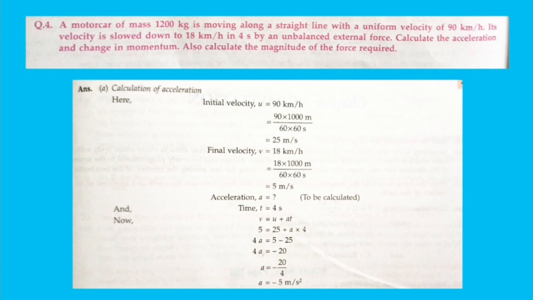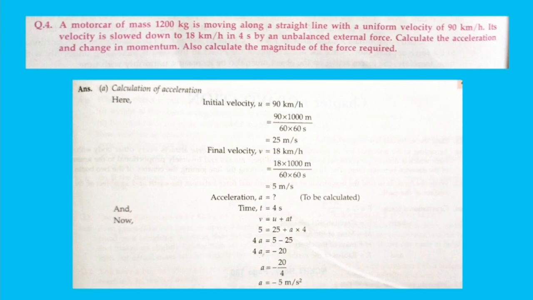This 18 kilometers per hour will be converted into meters per second in the same manner as we did for initial velocity. Here again we take 1 kilometer equal to 1000 meters and 1 hour as 60 into 60 seconds. Using this we get final velocity v as 5 meters per second.